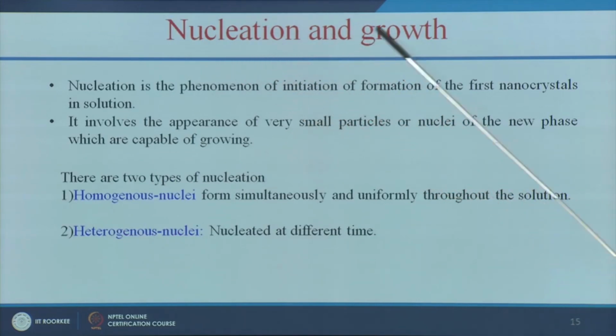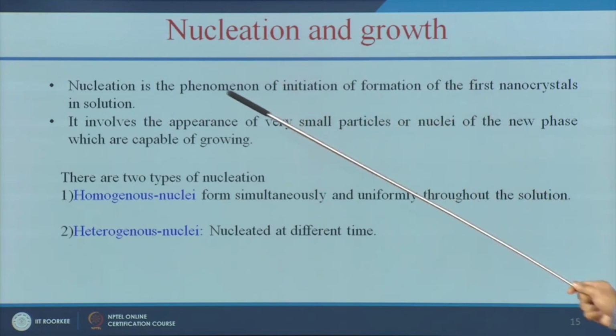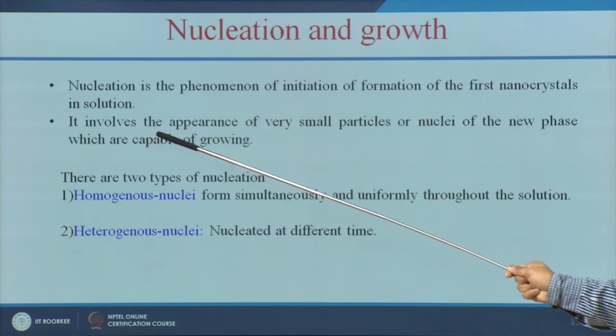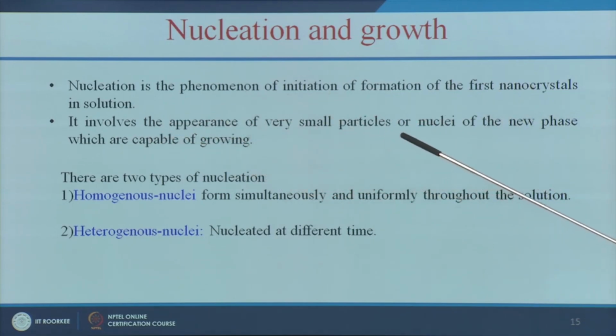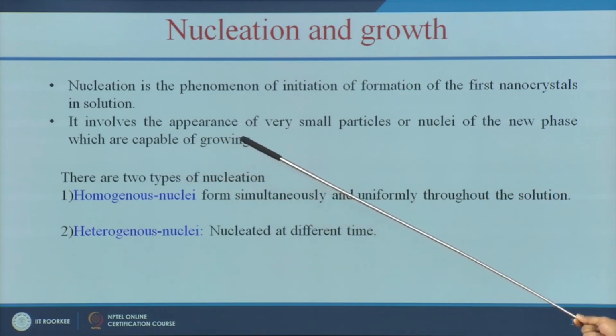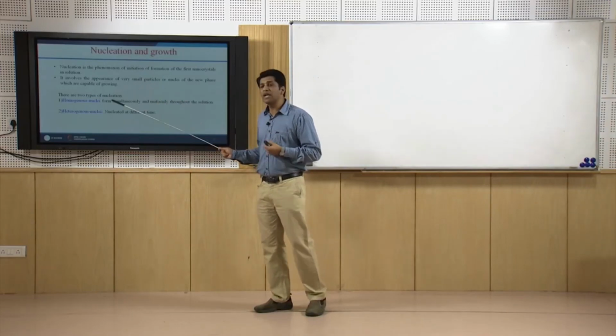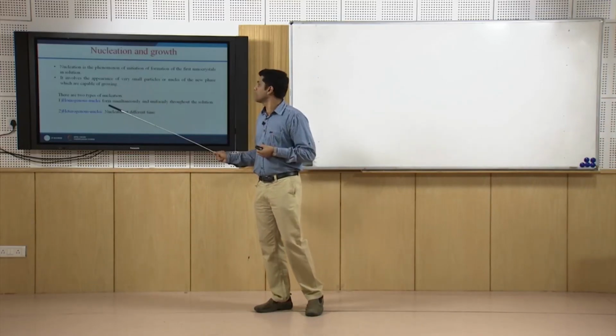So, synthesis of any nanomaterials involves two important steps. One is nucleation, another one is growth. So, what is nucleation? Nucleation is the phenomenon of initiation of formation of the first nanocrystal in the solution. So, it involves the appearance of very small particles or nuclei of the new phase which are capable of growing. So, for a biological cell, how important is the nucleus?